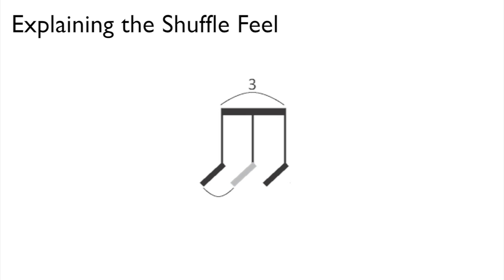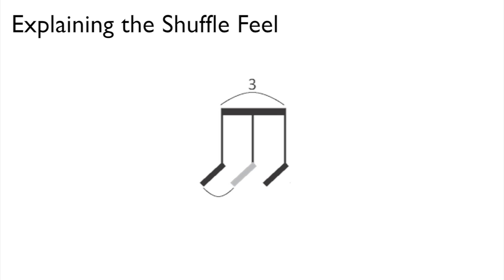In this illustration, we've moved the curved line and the numeral 3 to the top of the bar just to keep it out of the way and make the bar easier for you to read. Now that we understand triplets, we can learn how to play in a shuffle feel.